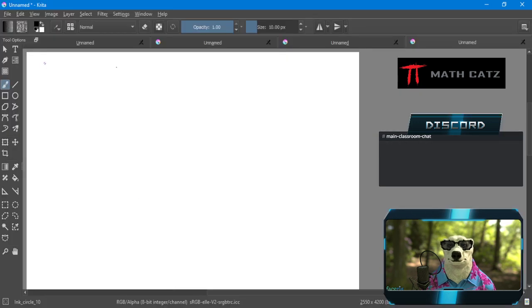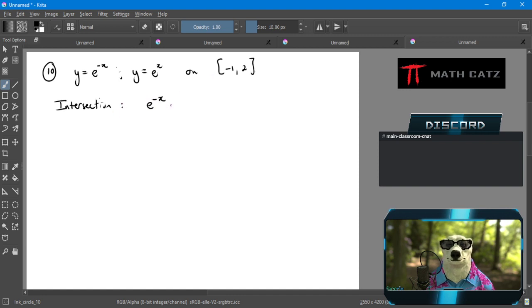Where's my drawing? So number 10, I have y equals e to the negative x, y equals e to the x on -1 to 2. All right, now I don't want to graph them. I don't want to look at them. I don't know anything. I need to find my intersections. See if these two functions intersect each other in the interval. So that means I set them equal to each other.